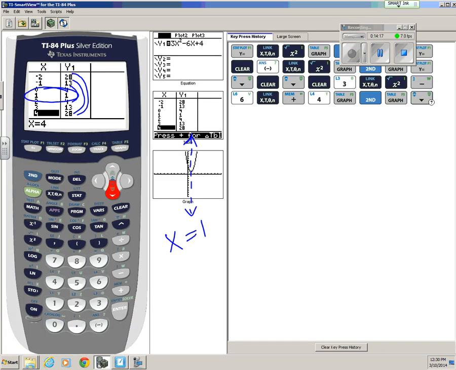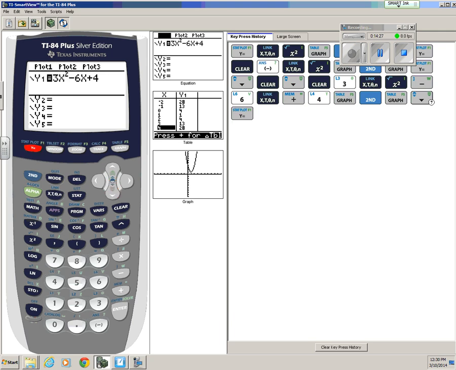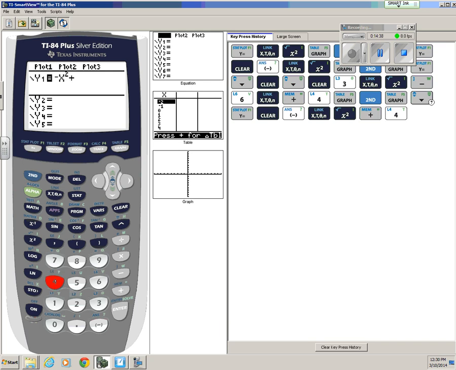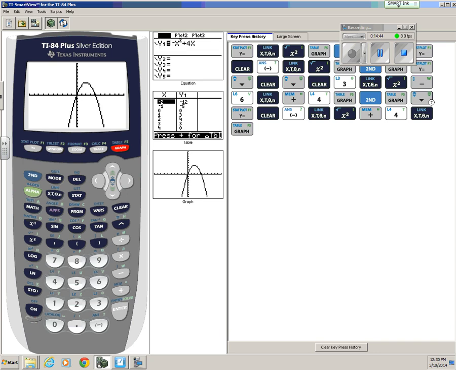Let's take a look at the next one. Let me erase all this other stuff. Go back to y equals, brand new equation. This one is -x squared plus 4x. Hopefully you realize this is going to open down. It's going to have a maximum. Let's take a look. Does it really open down? Sure does. The vertex looks like positive 2, 3, maybe, something along those lines.